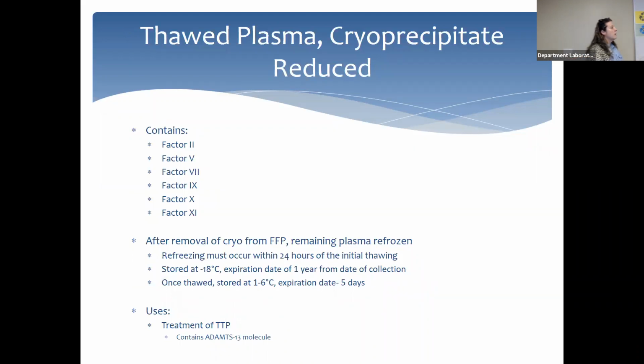All right, so cryo is derived from plasma. What happens to that plasma after we pull the cryo off? We're still going to use it, all right? It's going to be called cryo-reduced plasma, or CRP. You might see it referred to as that. And again, it's going to contain all of your factors except fibrinogen, factor 8 clotting portion, von Willebrand's factor, and factor 13. It contains all of those factors except what was pulled out with cryo.